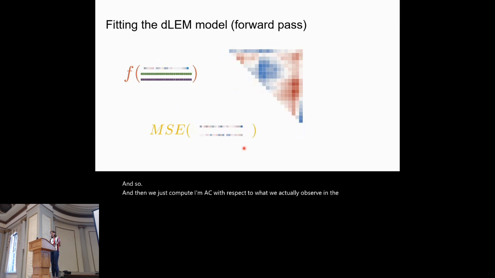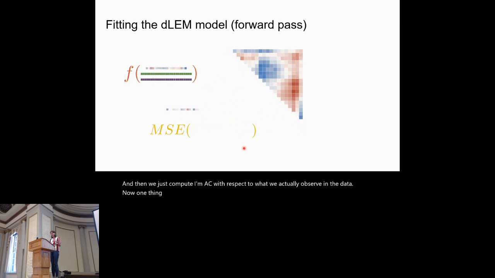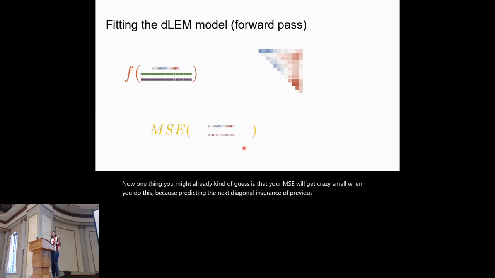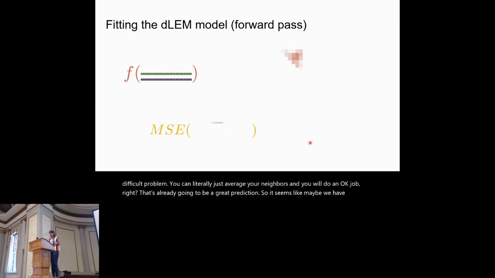Now, one thing you might already guess is that your MSE will get crazy small when you do this, because predicting the next diagonal given the previous diagonal is not a difficult problem. You can literally just average your neighbors and you will do an okay job, right? That's already going to be a great prediction. So it seems like maybe we haven't accomplished anything, but we have.